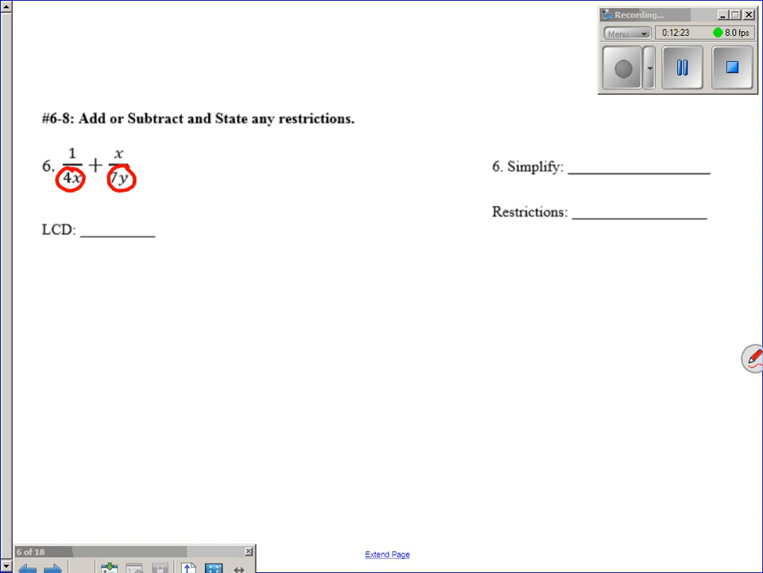So that, sorry, I have hiccups. Our LCD is going to be, if you think about it, if we start with 7 plus 7 is 14. Well, 4 can't go into 14. We could try 21. That's not going to work either. So we're going to have to go ahead and use 28xy. Because 28 goes into 4 and 7. And then we also have an x and a y that needs to be in our LCD. To find our restrictions, we're just going to set the LCD equal to 0.